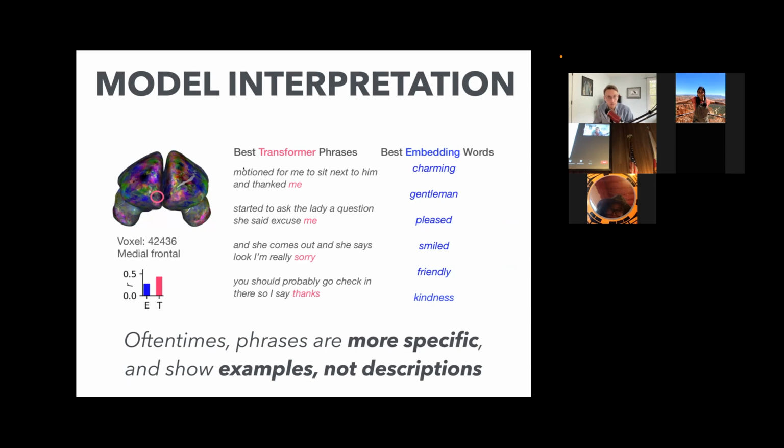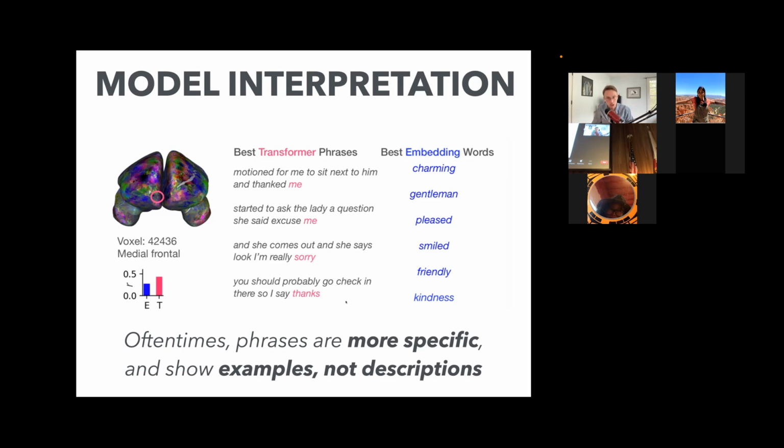So here are some examples. "Motioned for me to sit next to him and thanked me." "Started to ask the lady a question." "She said, 'Excuse me.'" "And she comes out and she says, 'Look, I'm really sorry. You should probably go check in there.'" "So I say, 'Thanks.'" Notice that the last word is highlighted here because that's how we index these phrases. We're looking for the response at the time of this last word, and how that relates to the previous phrase.